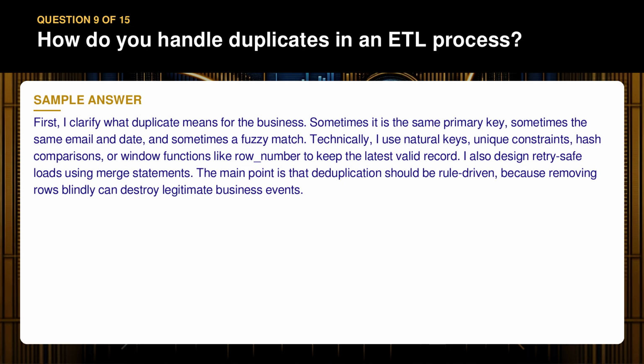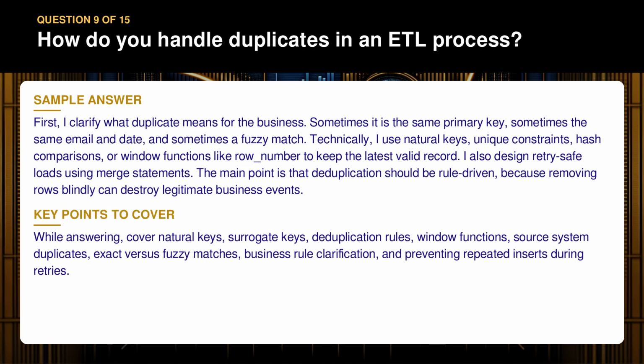First, I clarify what duplicate means for the business. Sometimes it is the same primary key, sometimes the same email and date, and sometimes a fuzzy match. Technically, I use natural keys, unique constraints, hash comparisons, or window functions like row number to keep the latest valid record. I also design retry-safe loads using merge statements. The main point is that deduplication should be rule-driven, because removing rows blindly can destroy legitimate business events.